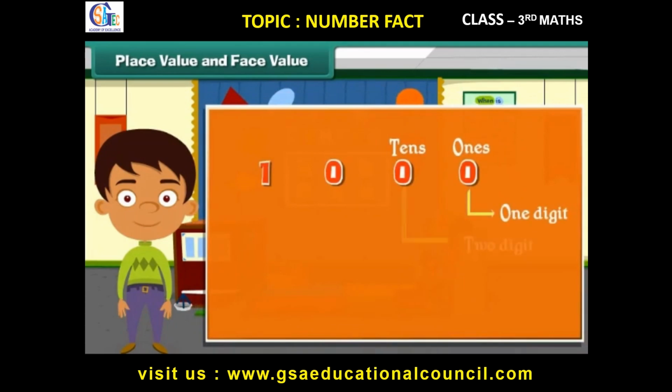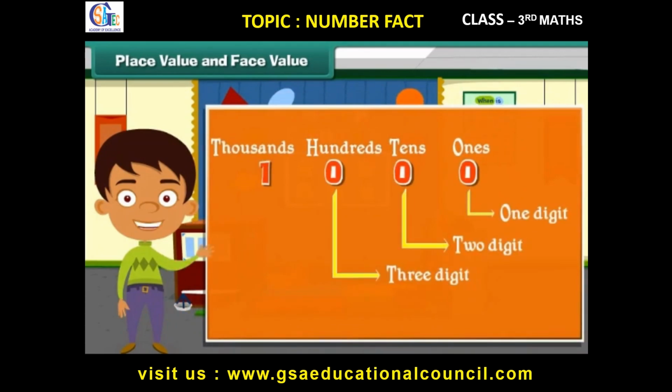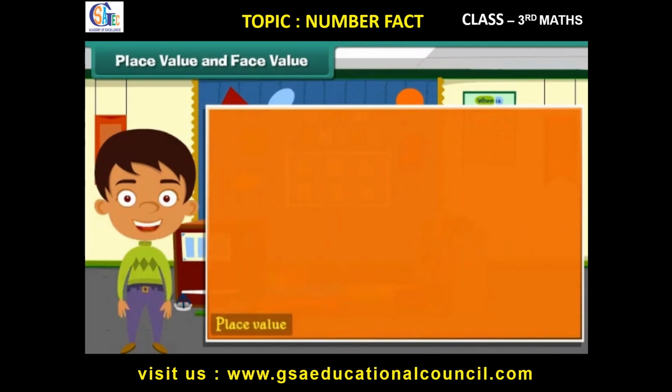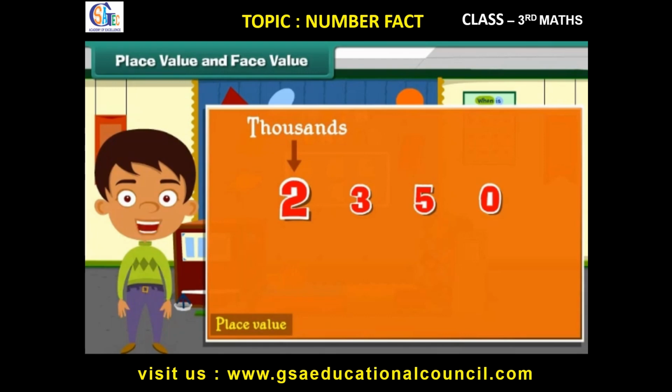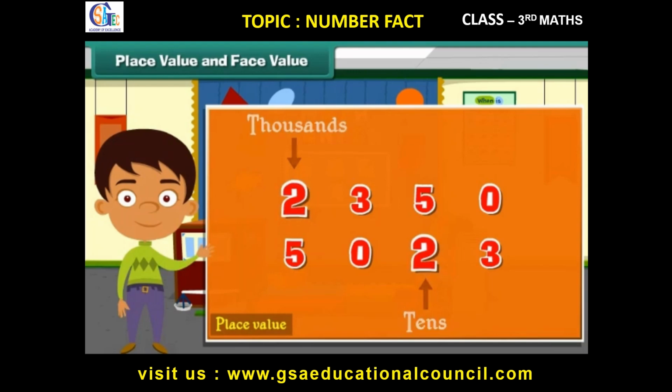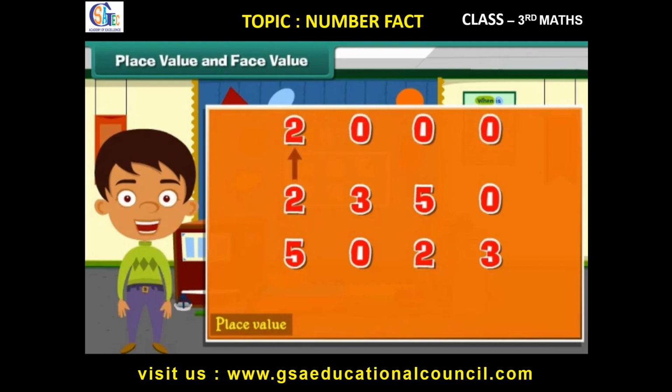Place value and face value. Ones, tens, hundreds and thousands are all place values of a digit. Place value of a digit helps us to determine its value. For example, the digit 2 is at the thousands place in the number 2350, whereas it is at the tens place in the number 5023. Hence, the value of 2 in 2350 is 2 thousands and in 5023 it is 2 tens, that is 20.